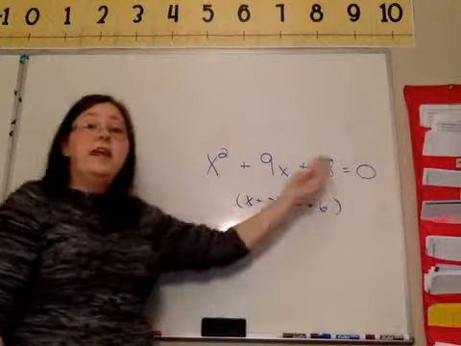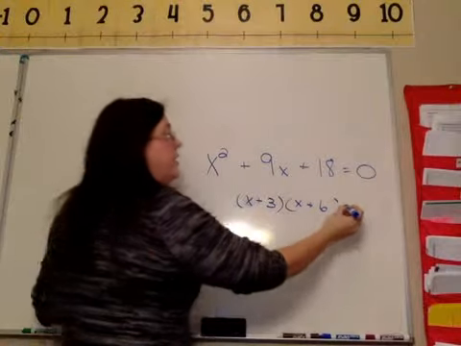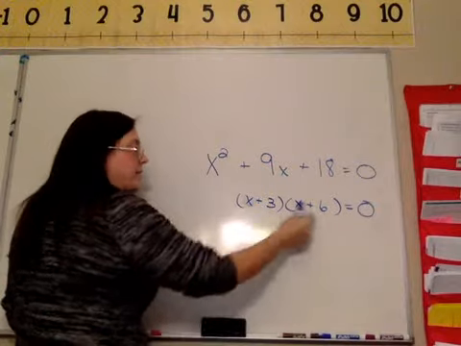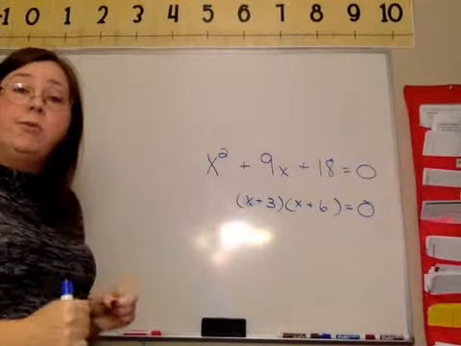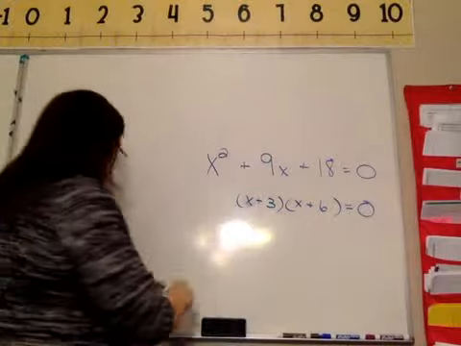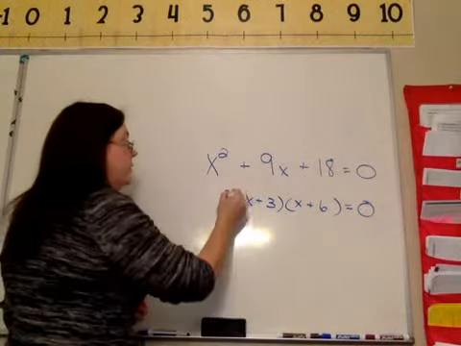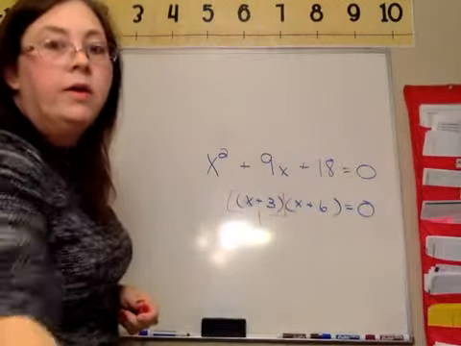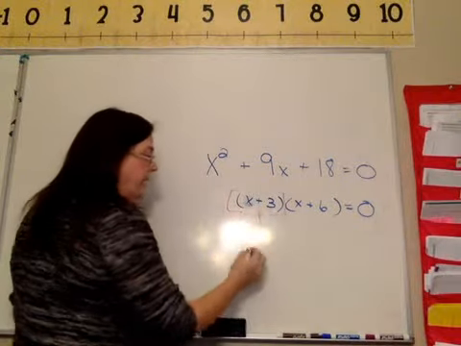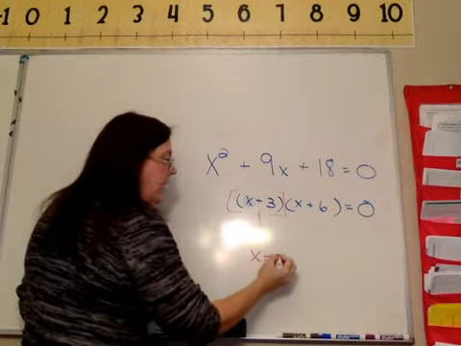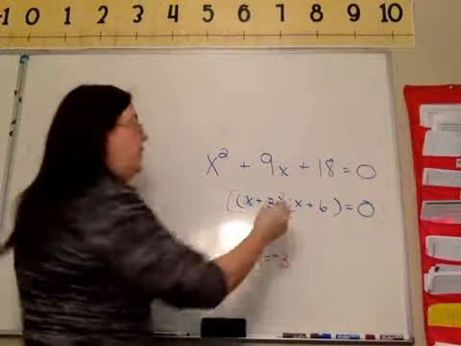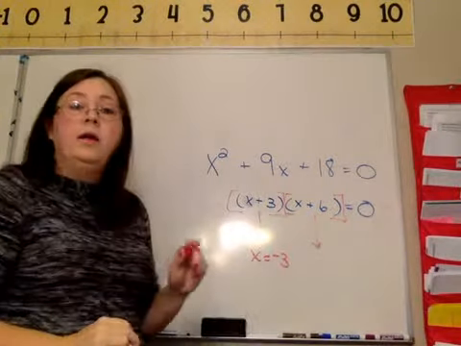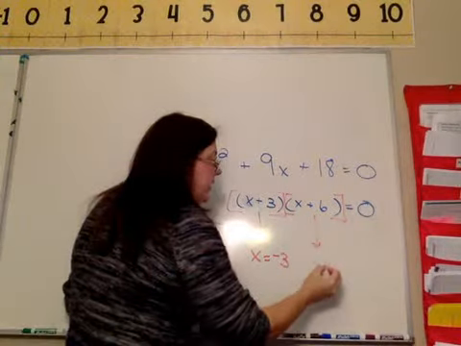And again, the same thing applies as it did in the GCS method. Because it's equal to 0, one of these factors has to be 0. It's the only way we can get 0 as a product. If we wanted this parentheses to be 0, then x would have to be equal to negative 3. If we wanted this factor to be equal to 0, then x must be negative 6.